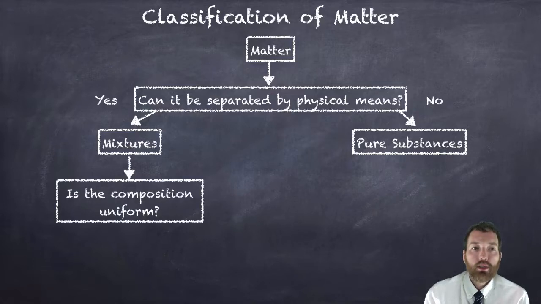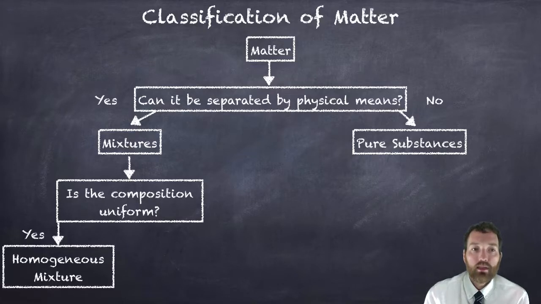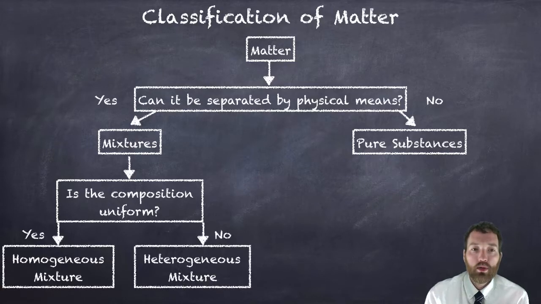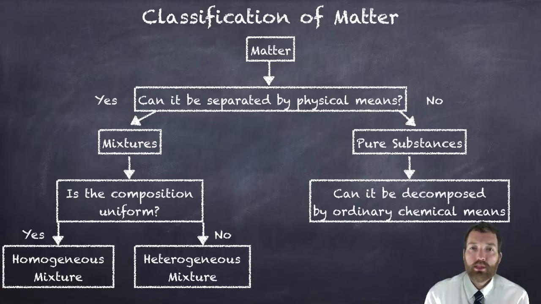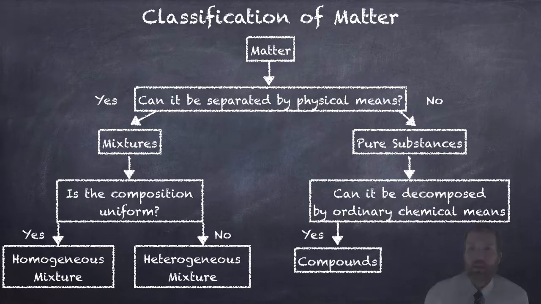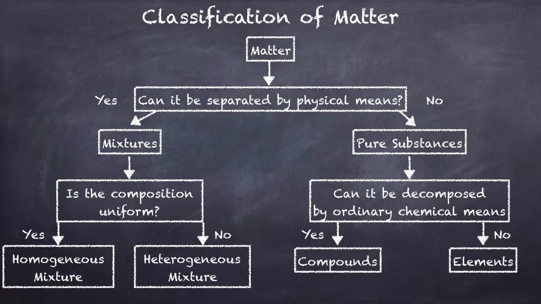Okay, if my mixture is uniform in composition, then it is a homogeneous mixture. If it's not uniform in composition, if the answer is no, then it is a heterogeneous mixture. Okay, back to our pure substances. If we ask ourselves the question, can our pure substance be decomposed by an ordinary chemical means, like a chemical reaction? If the answer is yes, then it's a compound. If the answer is no, I can't take that substance and break it down any smaller with a chemical reaction, then it is an element.